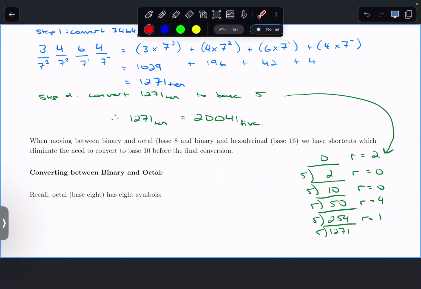So repeated division, keeping track of your remainders. The remainders will be the values that we're interested in, and in this case, because I divided from the bottom, I have to read them going down. And so then I get 20041 base 5.